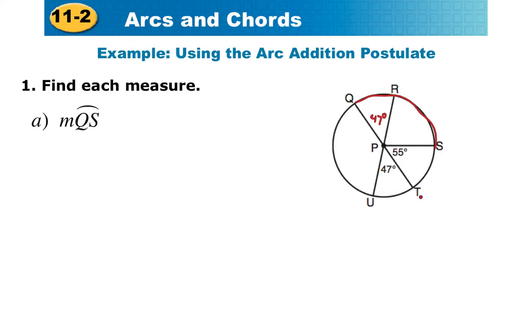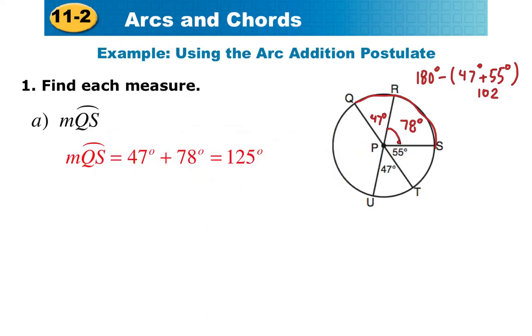Now, if you look carefully at the picture, this represents a diameter. So I know that these 3 angles, 47, this one here, and this one, need to add up to 180. So to find this angle here, I'm going to take 180, and then subtract the sum of 47 and 55. This is going to give me 102. When I subtract these two numbers, this gives me 78 degrees. So now I'm able to find the measurement of QS, by adding these two angles, which is 125.